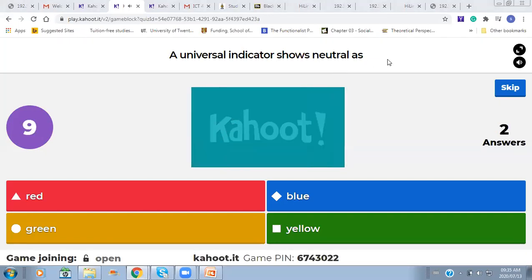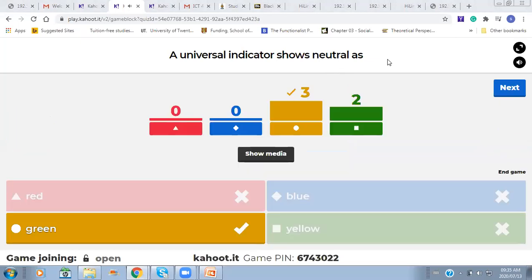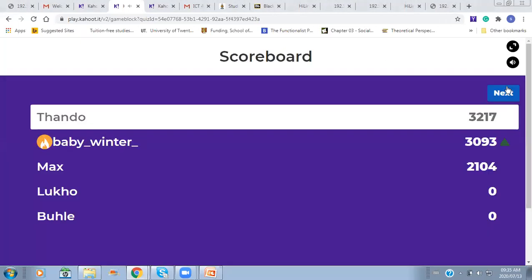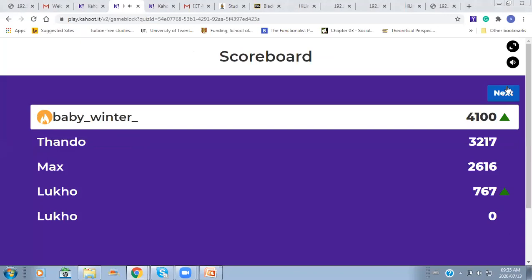Universal indicators show neutral as... All right. 3 people got this right. That's great. Let's go to the next. Okay, scoreboard. It's showing. Let's go to the next.